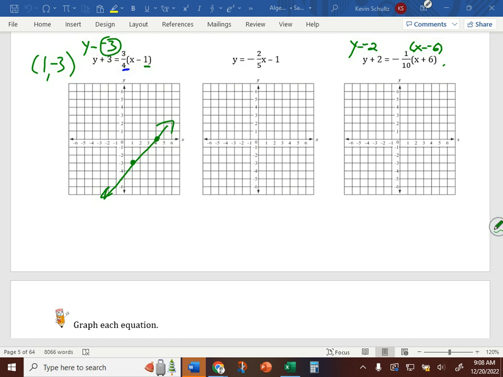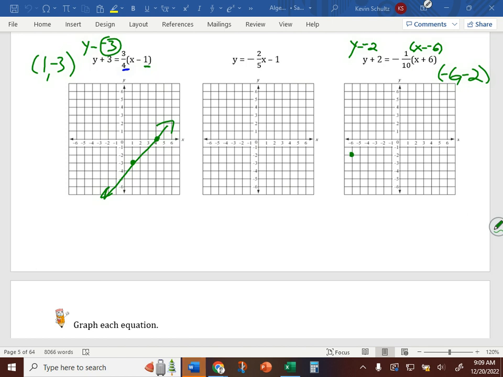-6 and -6, -2. Okay? Again, the oppositivityness of the formula. Write that down. Oppositivityness. The sign you see in the formula is the opposite of what the number is going to be in the ordered pair. So we see that +6 in the formula, it's a -6 in the ordered pair. We see the +2 in the formula, it's a -2 in the ordered pair there. So we plot that point, -6, -2.